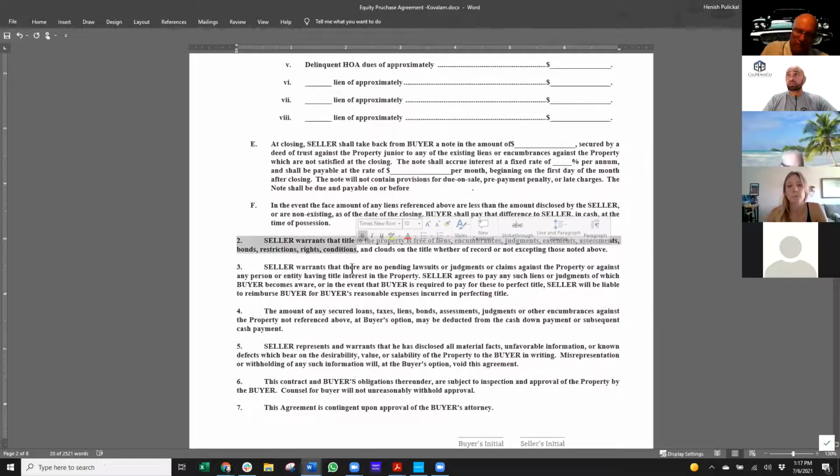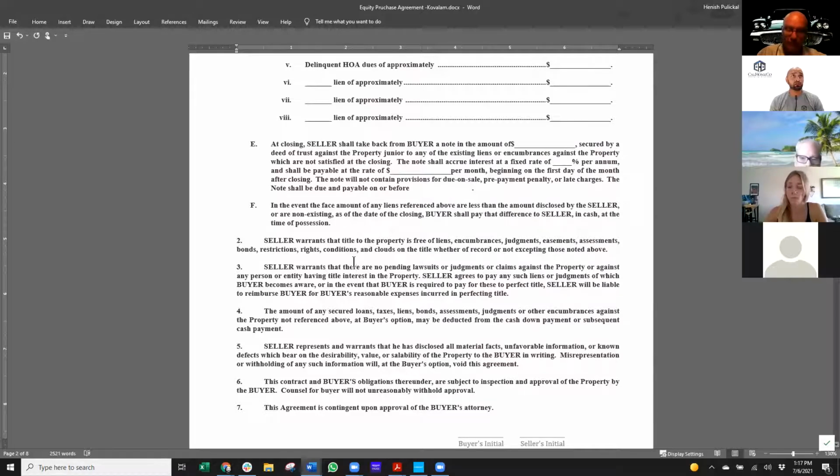Section 2, right? Seller warrants that the title is free of any liens, encumbrances, judgments, easements, assessments, bonds, restrictions, rights, conditions, or clouds on title, whether of record or not, excepting those noted above. So there's something to consider, which is, hey, what's actually going on with the property? Easements can be a real pain in the butt if you don't know about them, right?